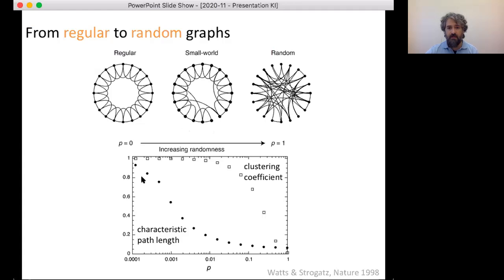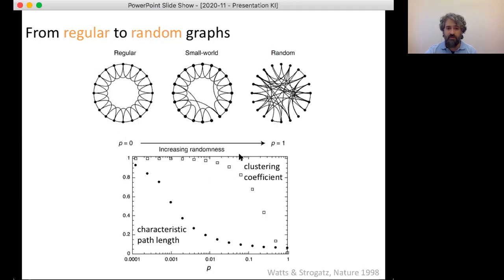And as you increase the randomness, what happens to the path length? Well, the path length in a regular graph is very long. And this means that you start from a very high path length. Why? Because, well, if you want to go from here to here, you have to pass through a lot of nodes. In a random graph, the path length on the other end is very small. Why? Well, because if you want to go from here to here, you can very quickly go because you have these connections that cross across the graph.